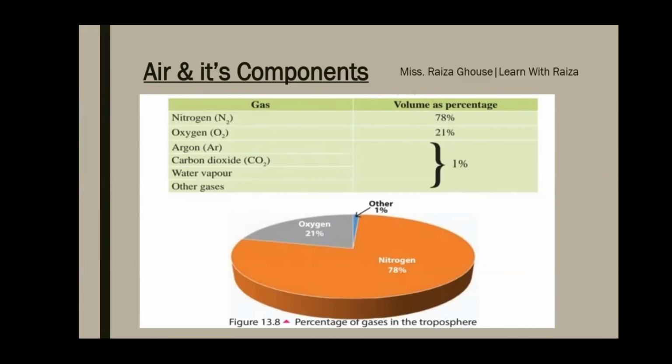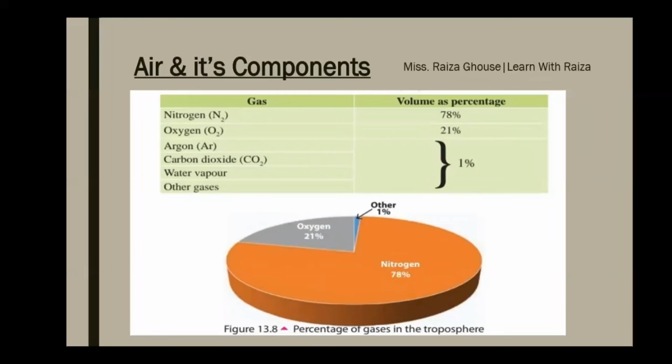You can get a question: what are the two main components in the troposphere? Remember, that is nitrogen and oxygen, the two major components. The other components, which make up 1% of the volume, are argon, carbon dioxide, water vapor and other gases. Try to keep these gases in your mind and remember their volume percentages. They are very important.